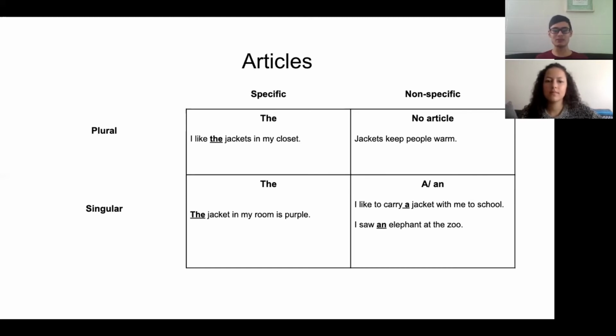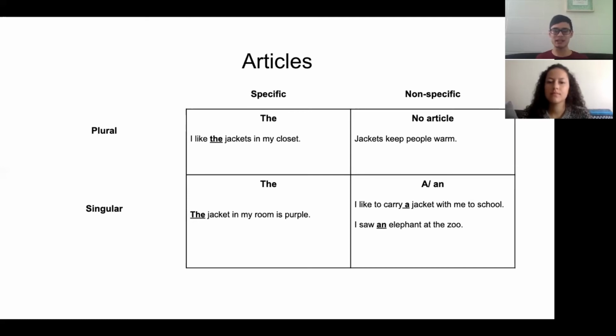For example, when you use jackets, you could say, I like the jackets in my closet, or you can use no article at all, and that's jackets keep people warm. So in either situation, you have to take into account how it's being used. Because then if you go into singular, you see the jacket in my room is plural. It's identifying something very specific. And so when you do that, you should always make sure to have that extra bit of information to understand what specific thing you're looking for.